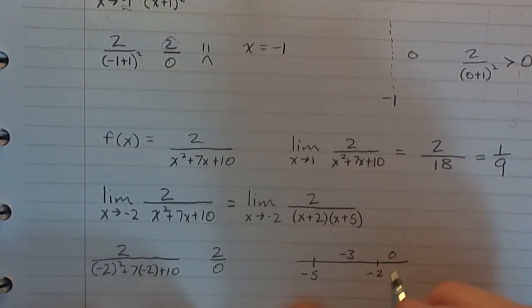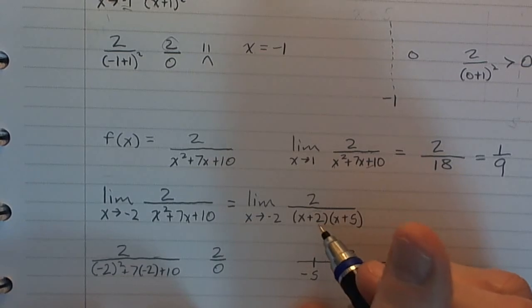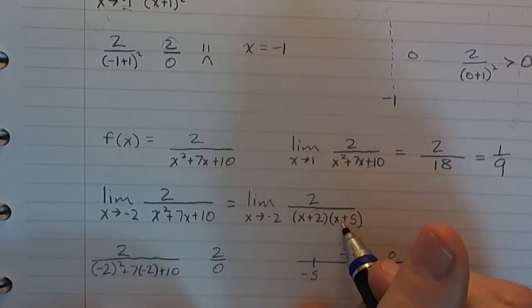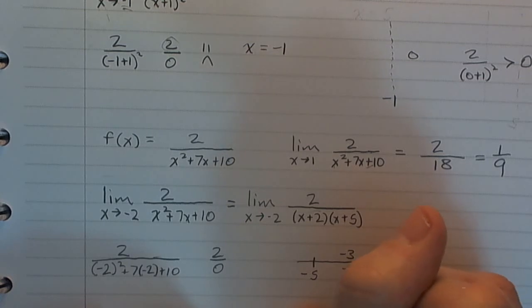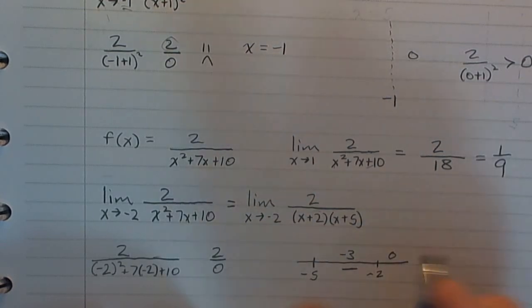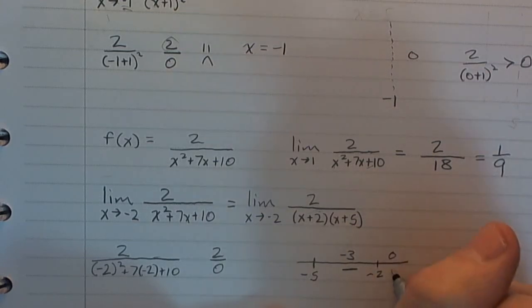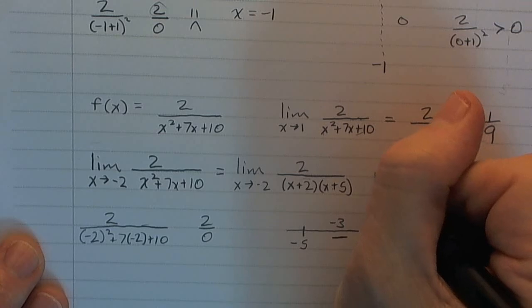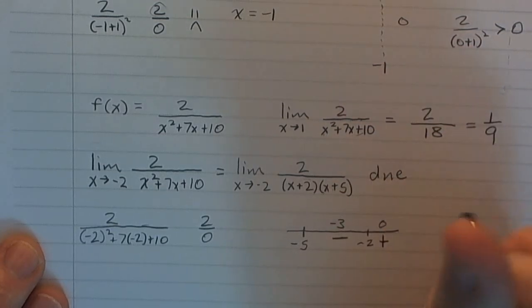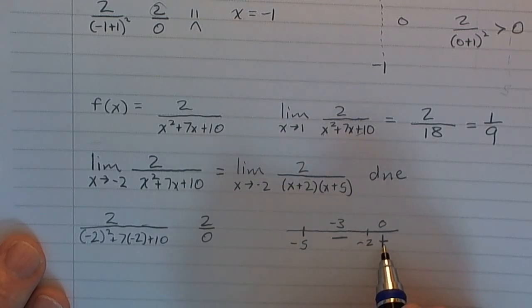Well, notice that if I put in a -3 here, this is negative and this is positive. So I've got a negative times a positive. That's a negative. Okay. If I put in a 0, I get a positive times a positive, which would be a positive. So look, here's the deal. This limit does not exist because the limit on the left is going to be negative infinity. The limit on the right is positive infinity.